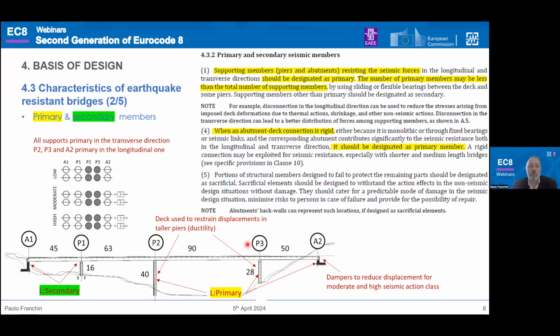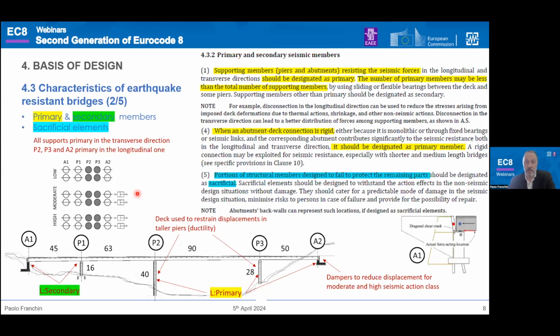Well, A2, P3, and P2 will be considered in the longitudinal direction as primary seismic members, while secondary seismic members will be abutment 1 and pier 1. Of course, in the transverse direction, since these are unidirectional sliders, all members will be contributing to the seismic resistance and will be primary.